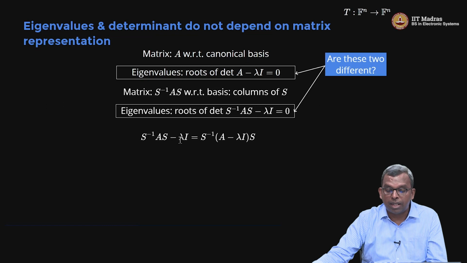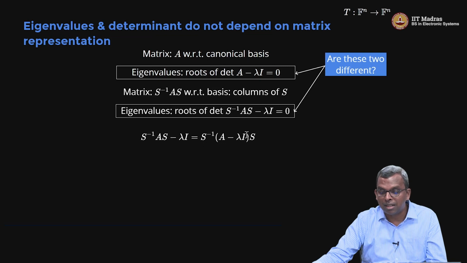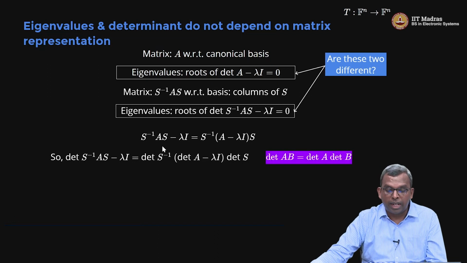This S inverse AS minus lambda I, you pull out the S inverse on this side, S on that side, can be written as S inverse times A minus lambda I, then S. Okay, notice how easily this came about. That's because when you multiply this through, you will get S inverse AS minus lambda I, because S inverse S is again I. Okay, so now you can take determinant on both sides. So determinant S inverse AS minus lambda I is determinant of S inverse times determinant of A minus lambda I times determinant of S. Okay, you see that because determinant AB is determinant A into determinant B.